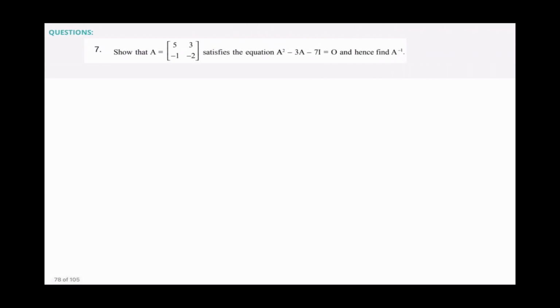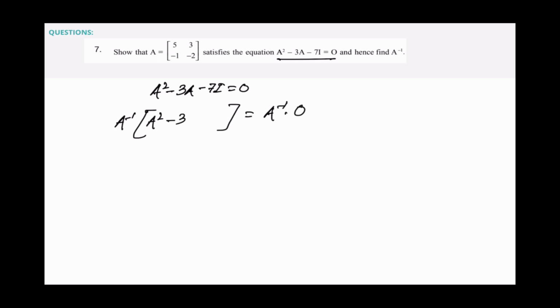Okay, coming to the next question. Now again, in this case, do you think we'll solve the whole thing? No. What are you going to do? We can use option checking when the options are there, but here in this simple case, we'll take this equation, A square minus 3A minus 7I is equal to 0. What are you going to do? Multiply with A inverse on both sides, so A inverse dot 0.